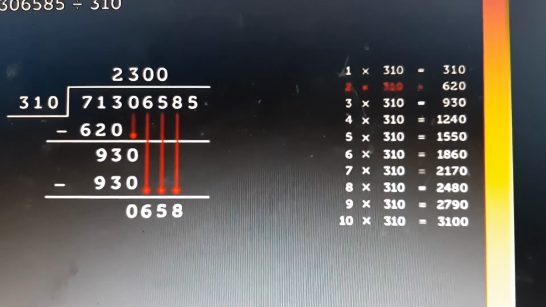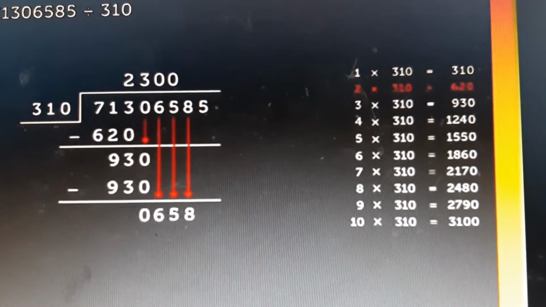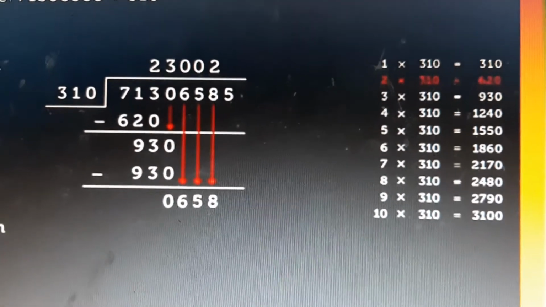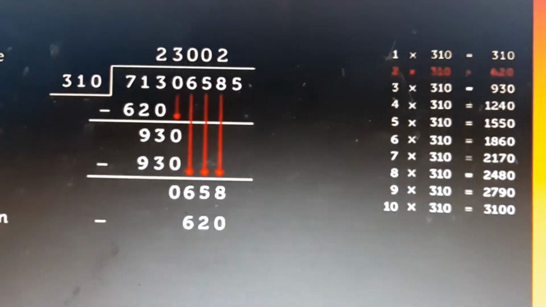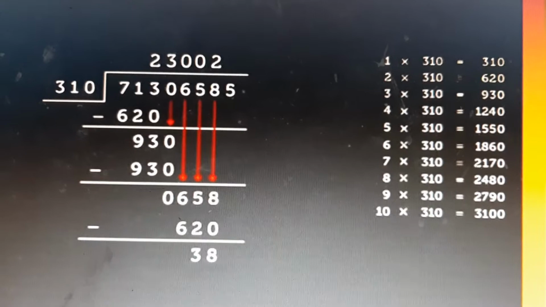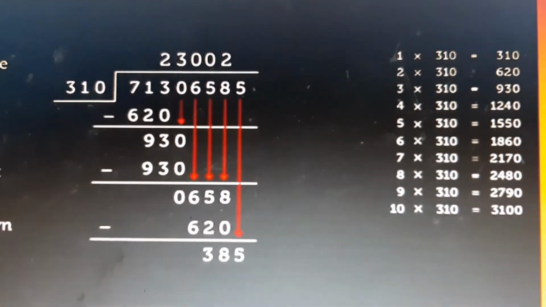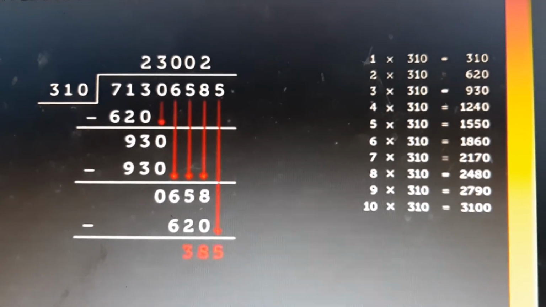So now when we select from the table, 310 into 2 is 620. So we can select 2 and write down 620 down there. Okay, now we subtract 658 and 620 and we get 38. 5 is to come down now. So we take down the 5. 385. So where should we go?